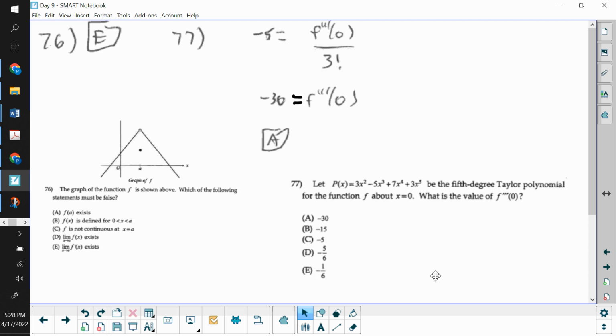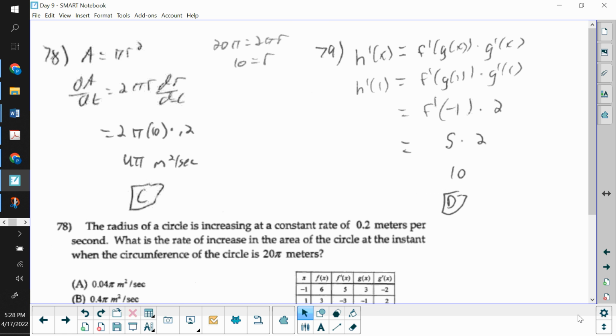In 77, if we want the third derivative, we want to look to the third degree coefficient. So that -5 should be after we've simplified the third derivative over 3 factorial. So multiply the 3 factorial over, which is 6, and we get the third derivative is -30.